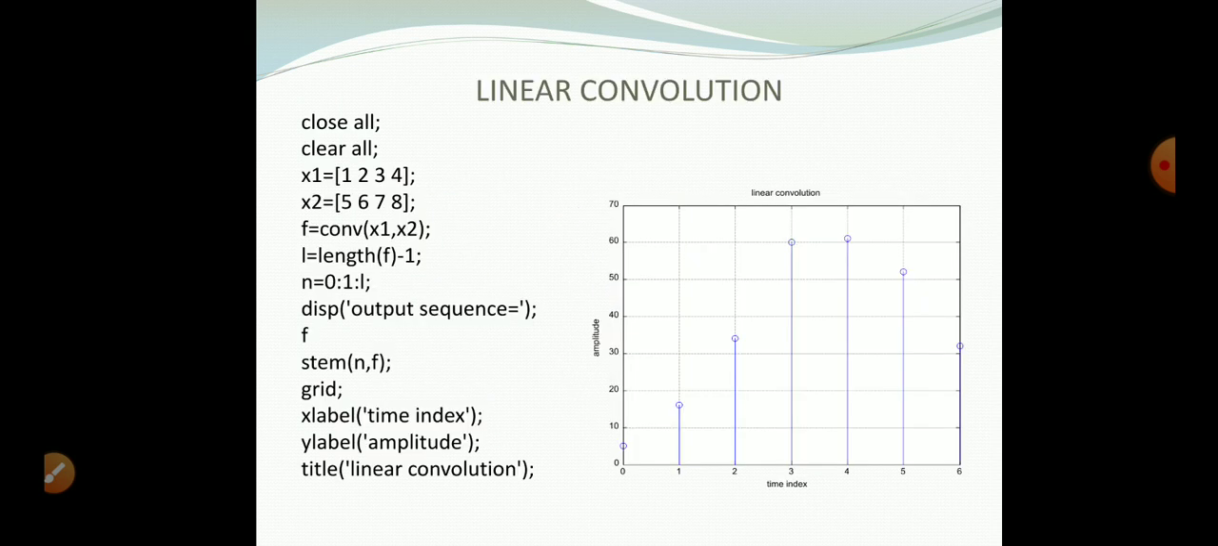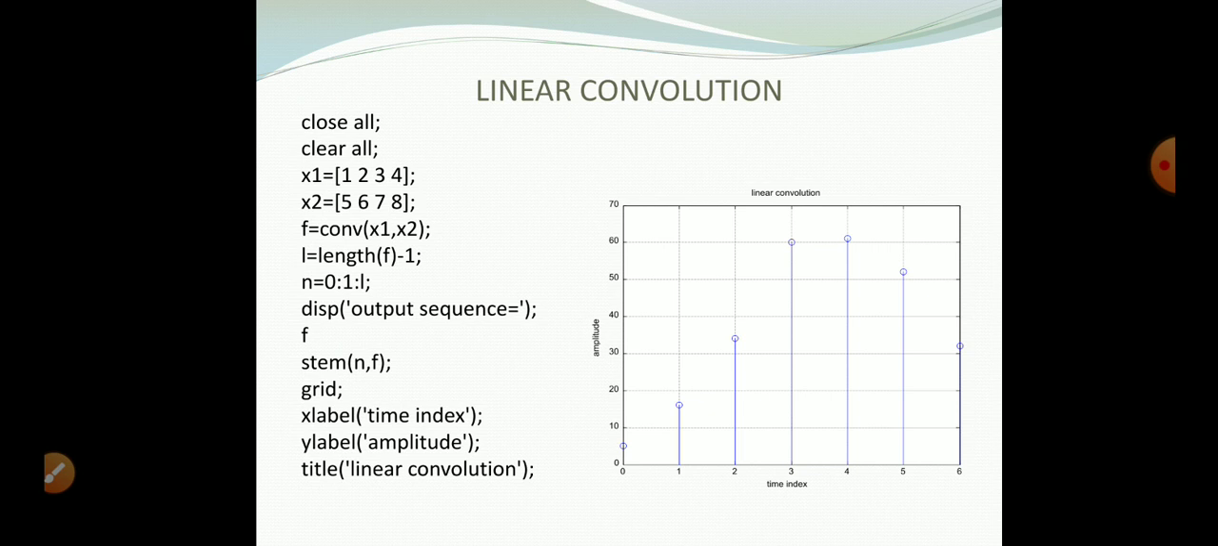Next one is the linear convolution. How to perform the linear convolution among two values. Here we have given two values, x1 and x2. In x1, 1, 2, 3, 4 are the input values, and in x2, 5, 6, 7, 8 are the input values. To perform the linear convolution among them, we have an inbuilt function in MATLAB.